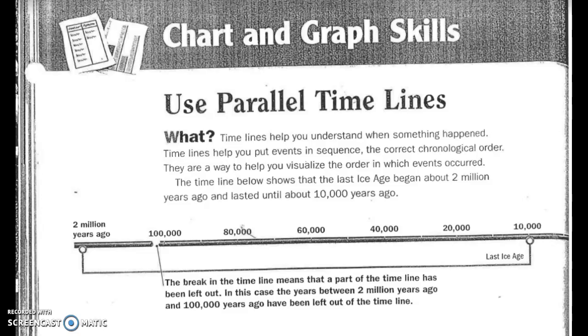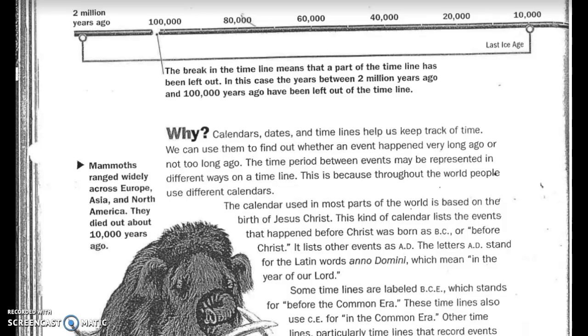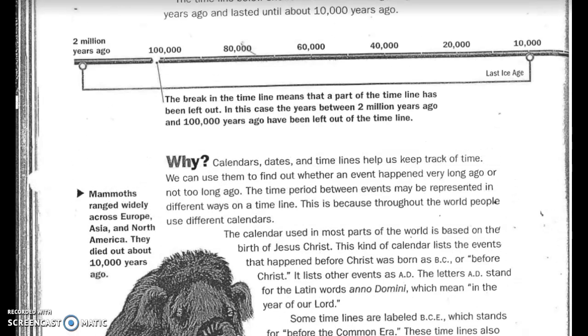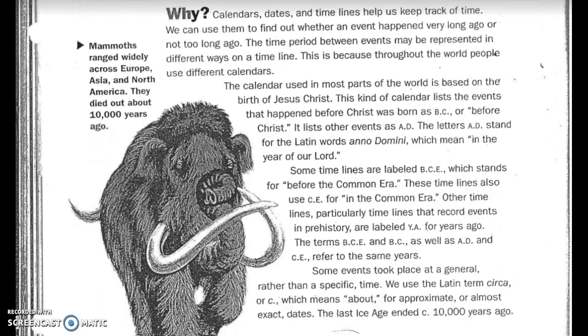The timeline below shows that the last ice age began about 2 million years ago and lasted until about 10,000 years ago. Why? Calendars, dates, and timelines help us keep track of time. We can use them to find out whether an event happened very long ago or not too long ago.